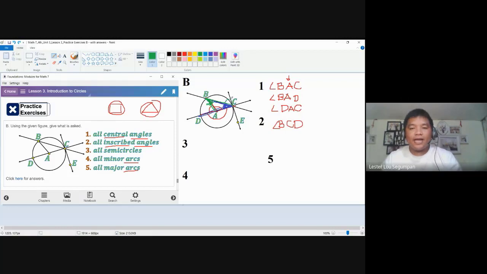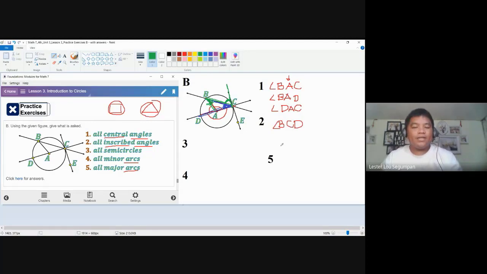How about this angle here? At this vertex, a point on the circle, vertex C, one of its sides is a chord, but the other side is not a chord as it is found on the outside. So that would mean we only have one inscribed angle here, angle BCD.